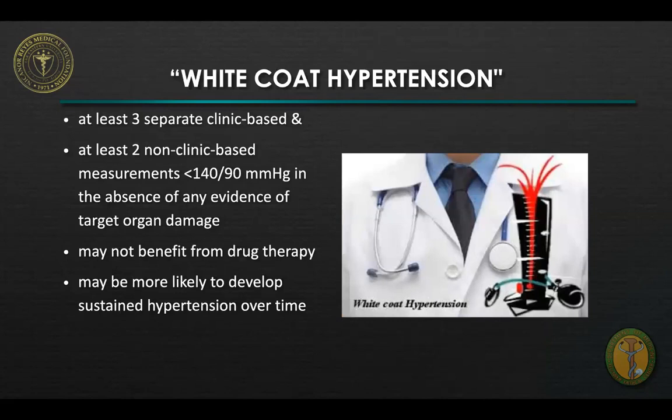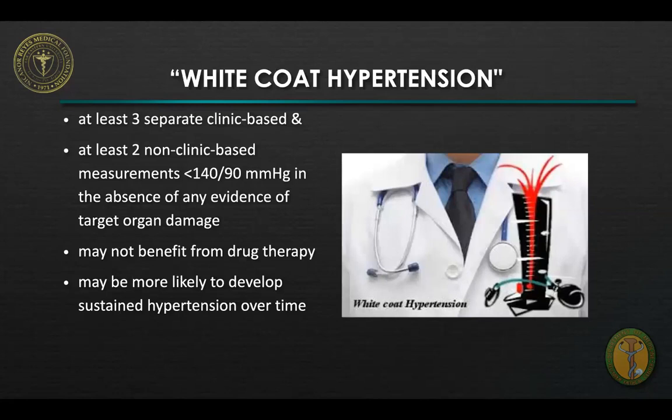However, we must continually monitor these patients because they have the tendency to develop sustained hypertension later on. So what we do is we monitor them every 6 months. We usually request a home BP monitoring or an ambulatory blood pressure monitoring.